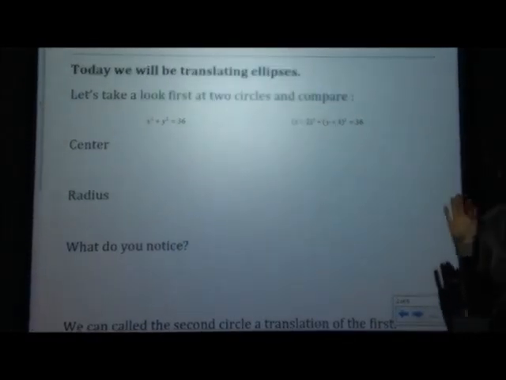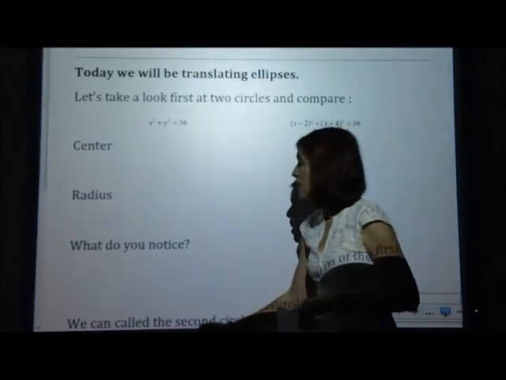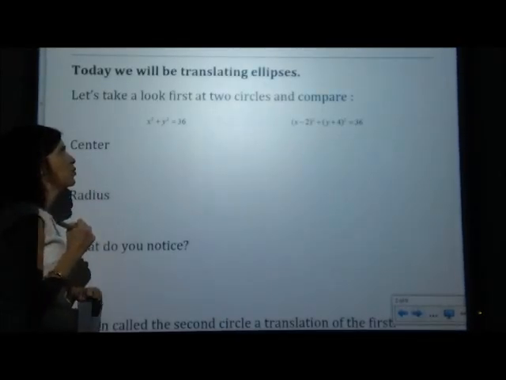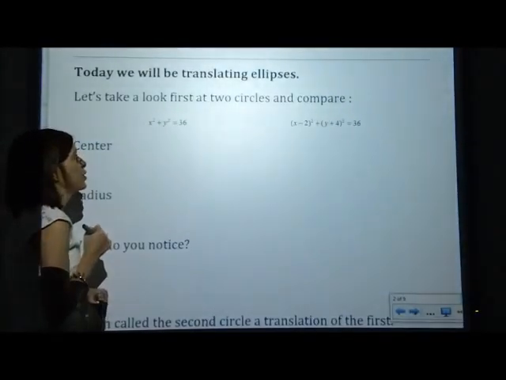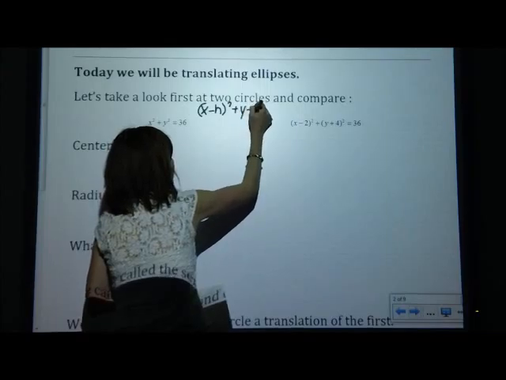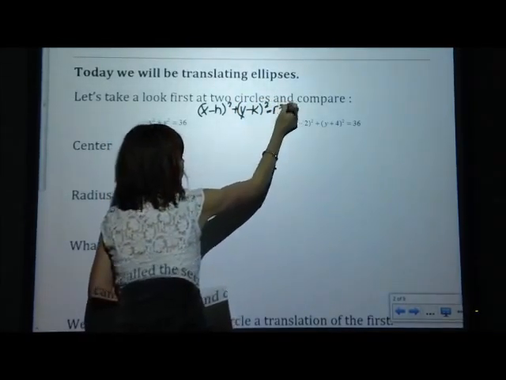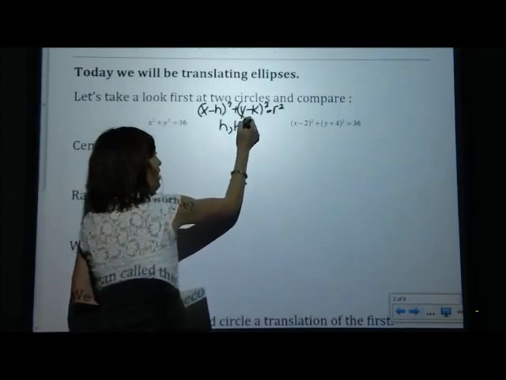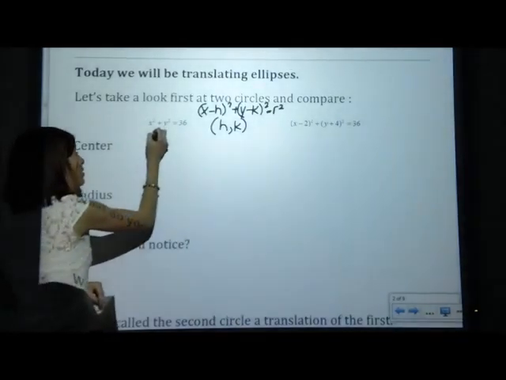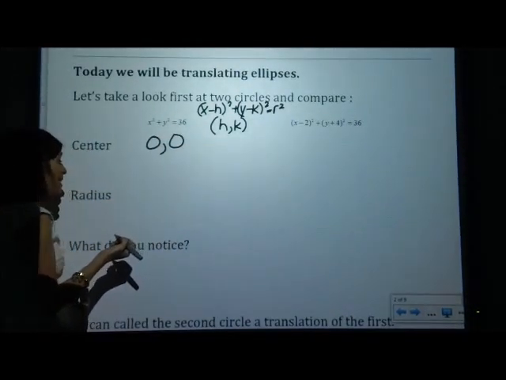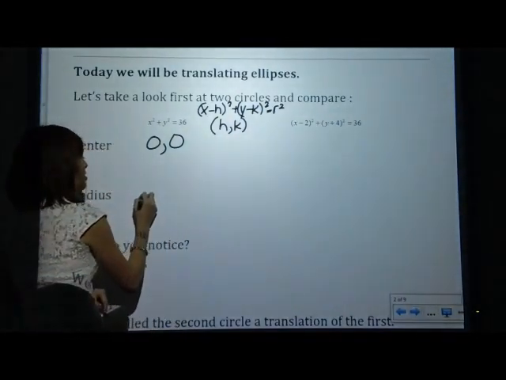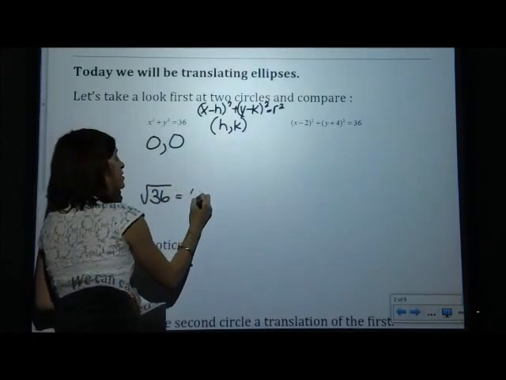And we're going to talk about translating ellipses today, but I want to talk about what we did with circles first. So I give you a circle equation, x squared plus y squared equals 36, and we know that's in the form (x minus h) squared plus (y minus k) squared equals r squared, and my center is always (h, k), and remember it's change. But in this I don't have an h, k, so that's telling me that the center is (0, 0). My radius, well, 36 is r squared, so my radius would be the square root of 36, which is just 6.